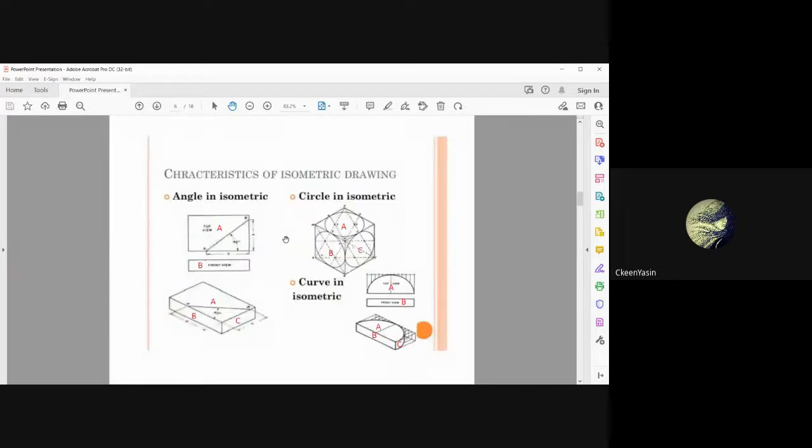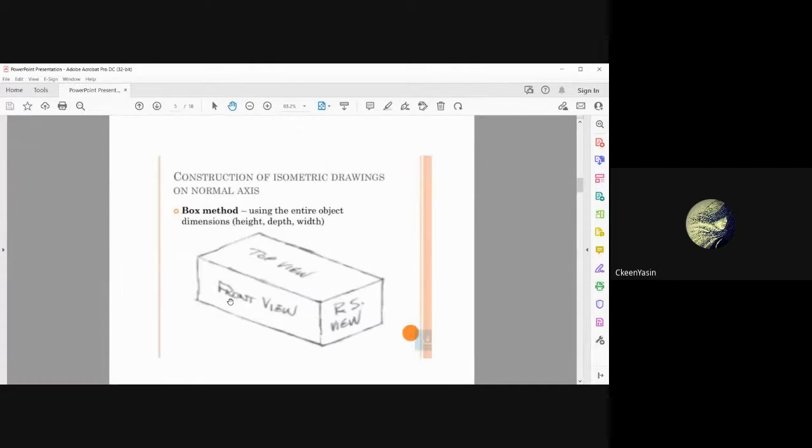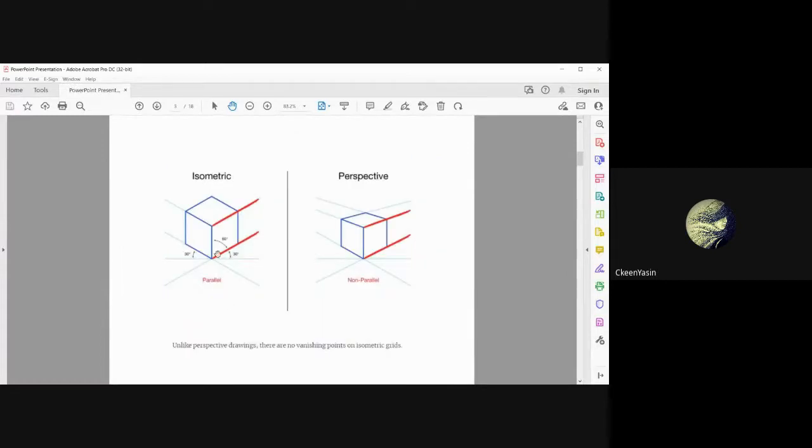Okay, the basic is this thing. 30 degree. This is the basic one. The basic understanding of isometric. It is very easy. But the rest, because we have what we call lots of curve and lots of Mandarin things.